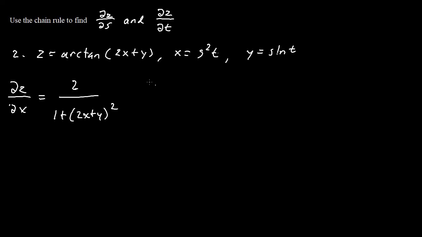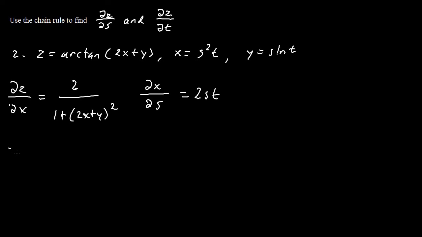So now let's go ahead and find the partial derivative of x with respect to s. In this case, we can look at the x equation here. If s is the variable that we derive, then t will be treated as a constant. So then the derivative will simply just be 2 times s times t, so 2st.